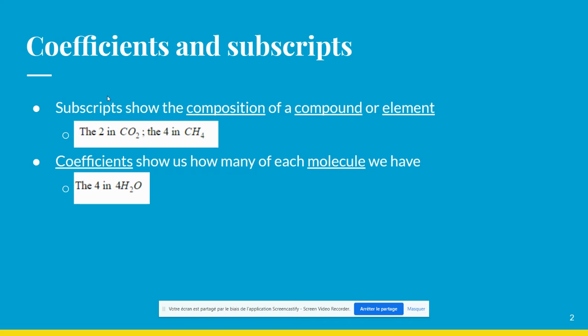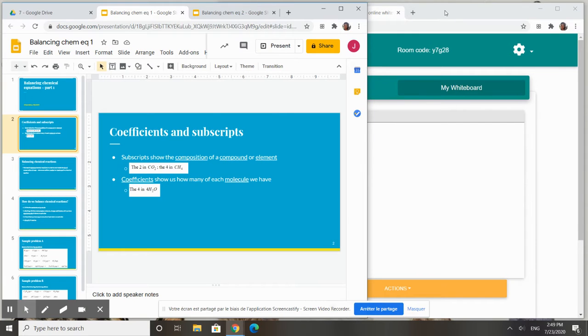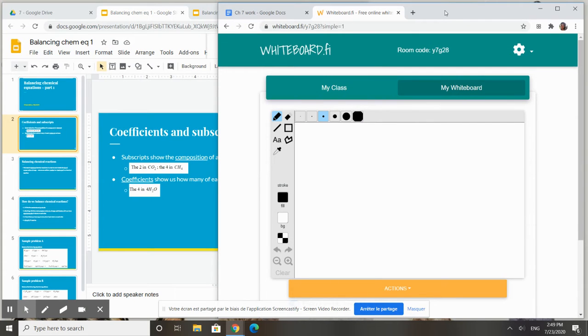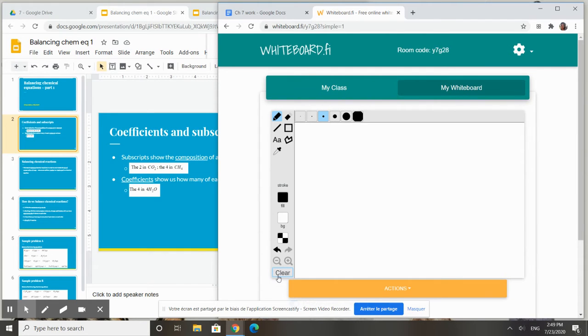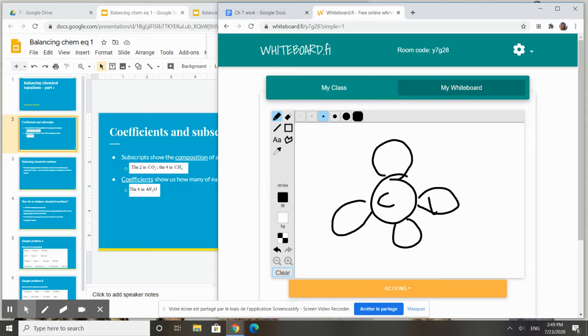So the first is what a subscript is. Those are the small numbers on the bottom. They show the composition of a compound or of an element. So I'll draw it out so you can understand what this means. The 2 in CO2, that's a subscript. What that means is I have a molecule that has 1 carbon, because if there's nothing listed there, the assumption is that it is 1, and 2 oxygen. So it looks a little something like this, or the 4 in CH4. And you don't need to worry about how I know the shapes of these. That's a whole other story that we'll get into a little bit later.